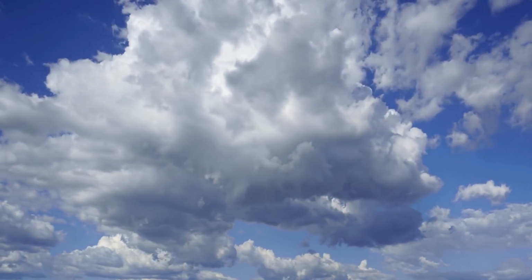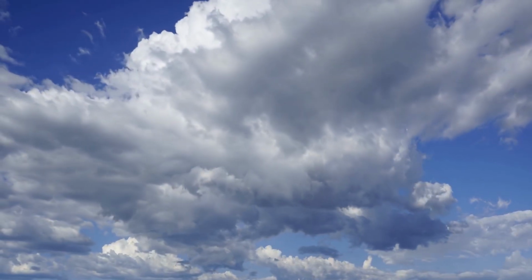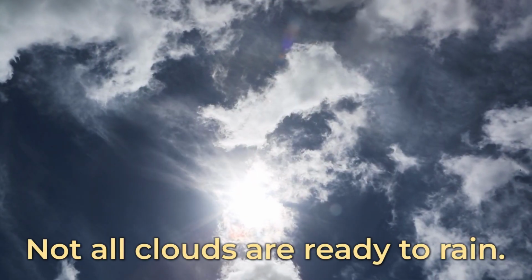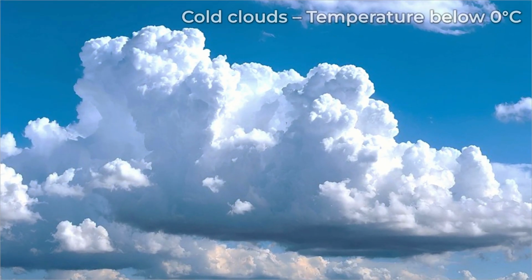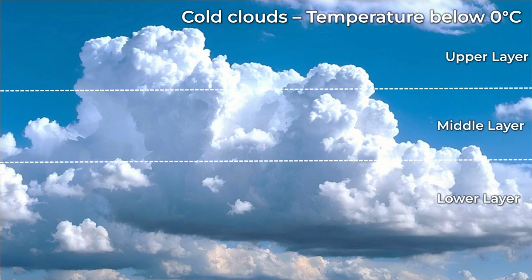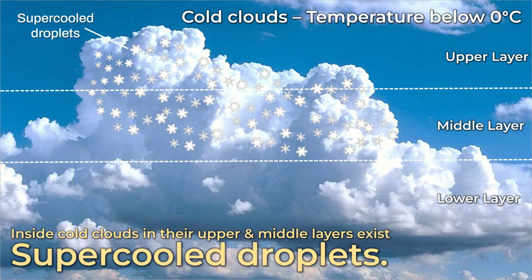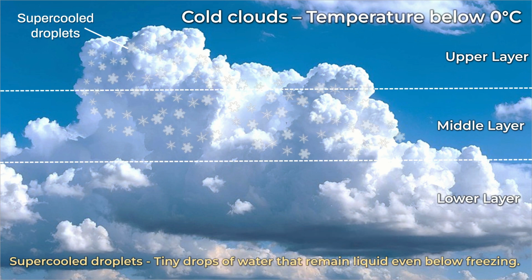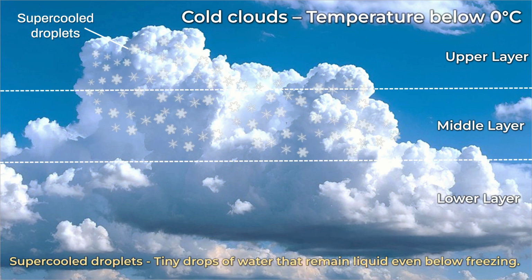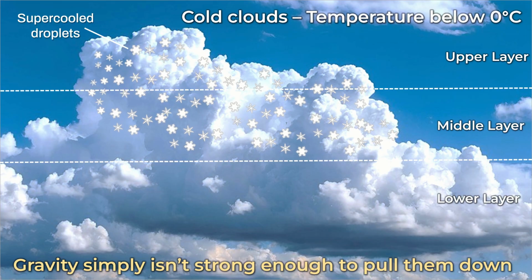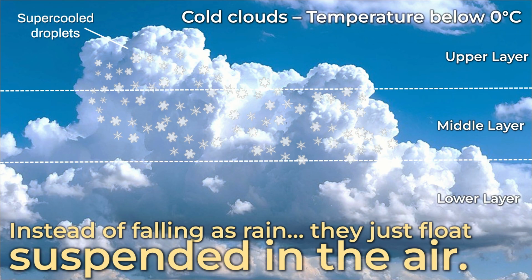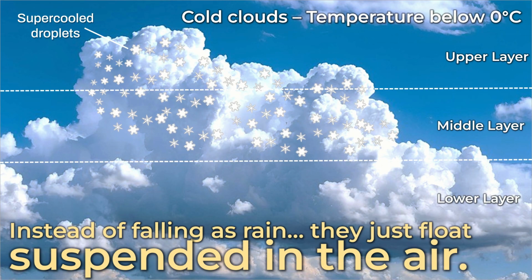To understand cloud seeding, we first need to understand something surprising. Not all clouds are ready to rain. Inside many clouds, especially cold clouds, where temperatures drop below 0 degrees Celsius, there exists something unusual. Supercooled droplets. These are tiny drops of water that remain liquid, even below freezing. But here's the problem. They're too small. Gravity simply isn't strong enough to pull them down.